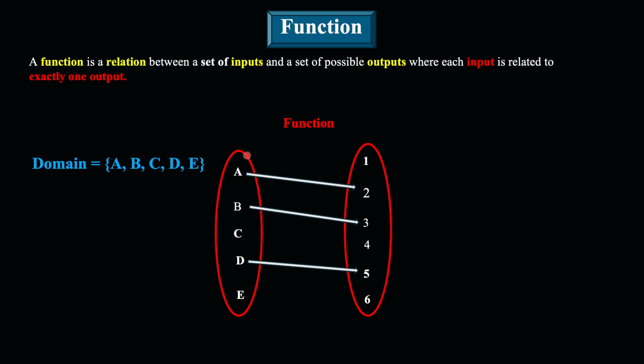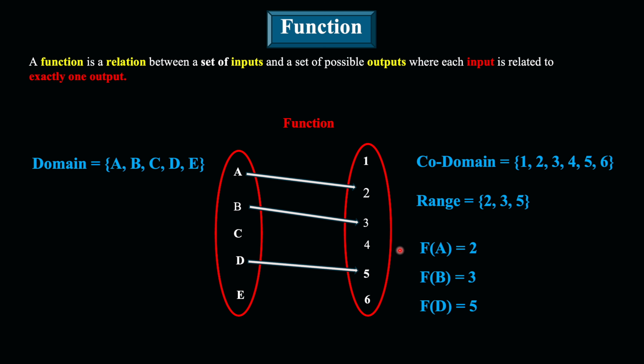For this part here, we call it the domain, okay, from A to E. And this part here, from 1 to 6, we call it the codomain. And the output, the solution we can say of this codomain is 2, 3, 5. So we call it the range also, okay? So the range is 2, 3, 5.